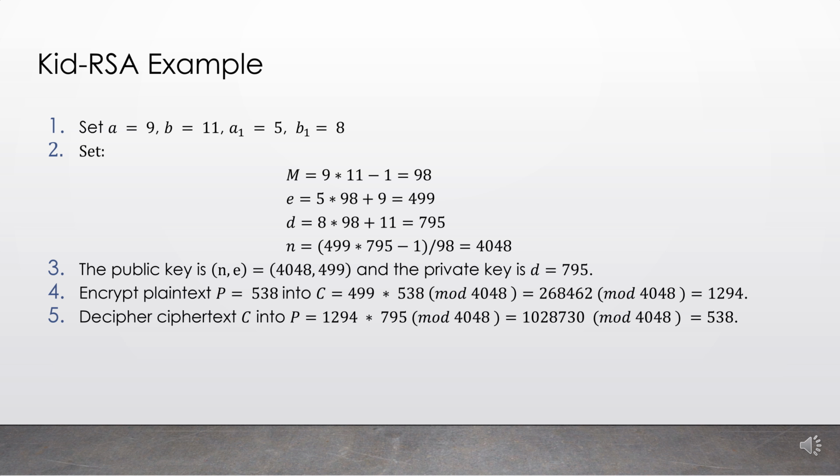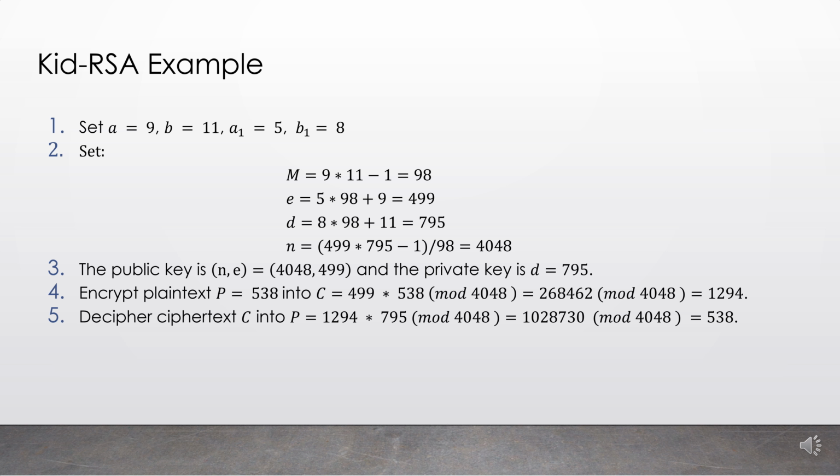So here's an example of the KID RSA scheme. In step 1, we set A as 9, B as 11, A1 as 5, and B1 as 8. So in this chart right here, we have the equations listed for M, E, D, and N. And since we have the values in step 1, we can just plug them in, use simple arithmetic, and we get M as 98, E as 499, D as 795, and N as 4048. So with these values established, now we can move on to step 3. We know that the public key is N, E, which is 4048 and 499. And the private key is D, which is 795.